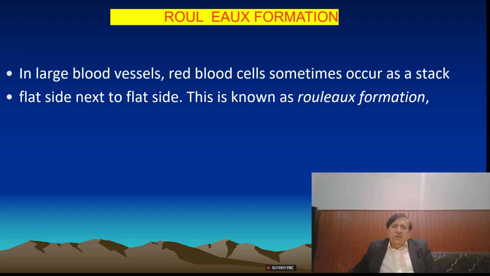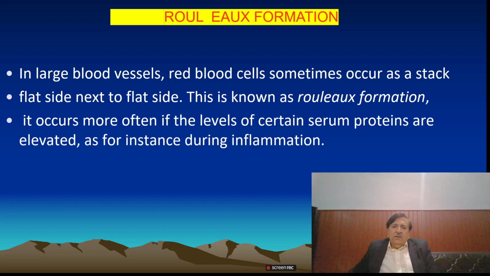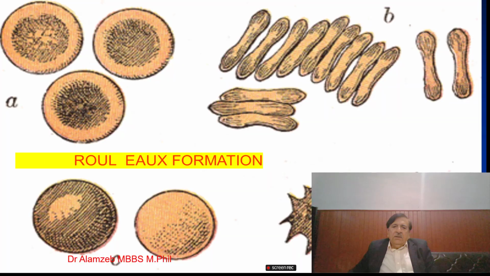Rouleaux formation. In large blood vessels, red blood cells sometimes occur as stacks. Stack means plate side next to plate side. This is known as rouleaux formation. It occurs more often if the level of certain serum proteins are elevated, as for instance during inflammation. This is a stack formation.